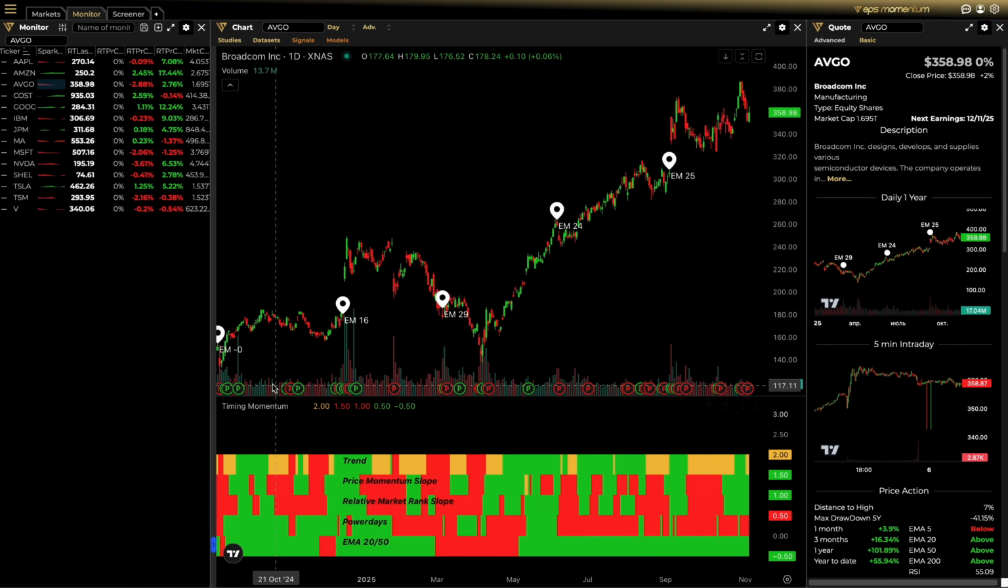Today we're going to explore timing momentum, a powerful tool that brings together several signals into one simple visual. At a glance, you get a clear view of the direction. Timing momentum is built on 5 key indicators.